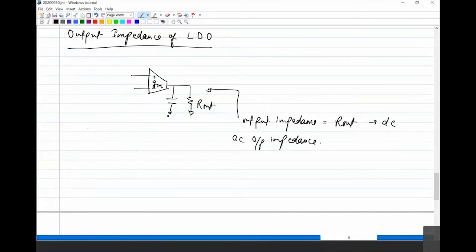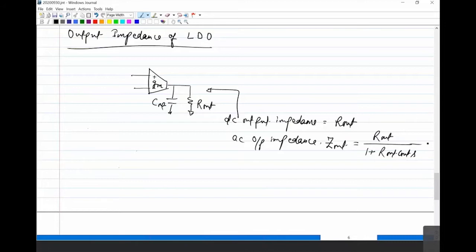So what is the AC output impedance? If this is C out, can anybody tell what is the AC output impedance, or if I want to call it Z out, what will that be? Resistor in parallel with capacitor, so R out over R out C out S plus 1.